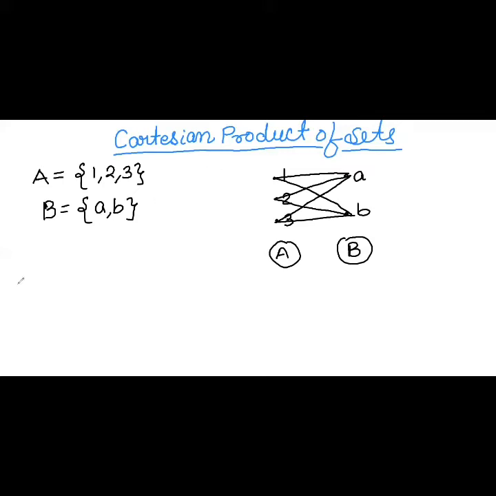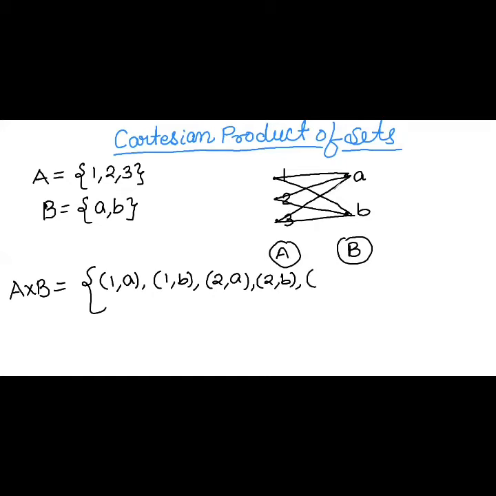So we can write here A cross B values. Very simple it is. So first, 1 is connected to a, so I'm going to write in ordered pair (1, a). Then 1 is connected to b, so (1, b). Then 2 is connected to a, so (2, a). Then 2 is connected to b, (2, b).